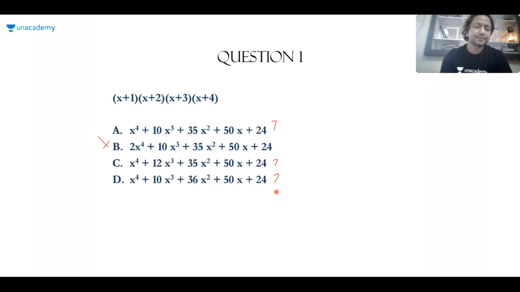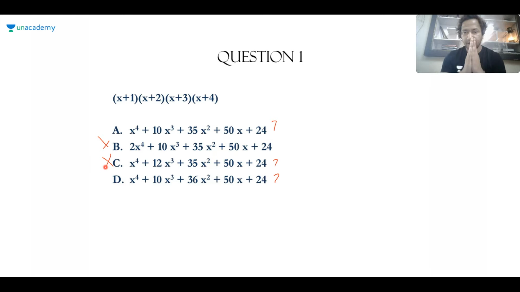So I'll select one constant each. 1 plus 2 plus 3 plus 4. That makes it 10. Right? And x cubed. So A and D are the possible options. Now C is no more there. I hope that is clear, Shubham. And those who haven't got it right, please look at it once again and try to understand what I'm trying to say.